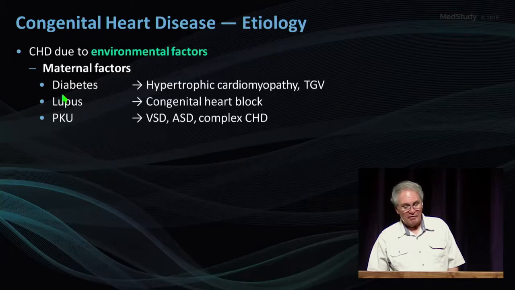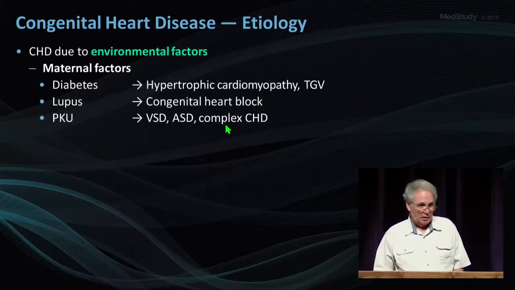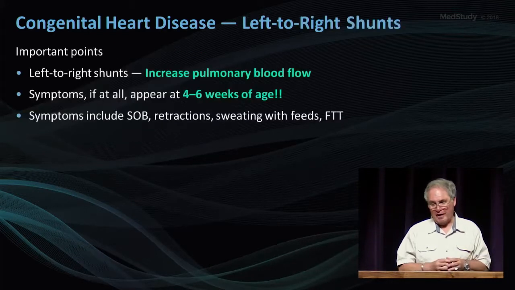I know you've all taken care of infants of diabetic mothers with the hypoglycemia issues, but I think you're all aware that they sometimes are born with thickened hearts, hypertrophic cardiomyopathies, that if you just leave them alone, they tend to go away over time, okay? And sometimes transposition of the great vessels. Lupus, we just talked about, right? Collagen vascular disease, congenital heart block, not a congenital heart disease, but in a way it is, okay? Phenylketonuria, VSD, ASD, and I've seen this more commonly, very complex congenital heart disease. So know those associations, those environmental factors.